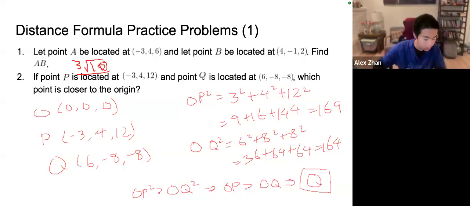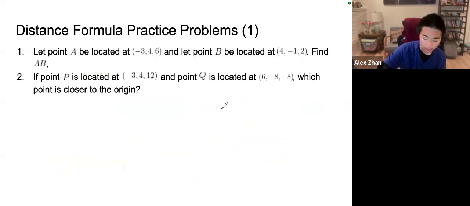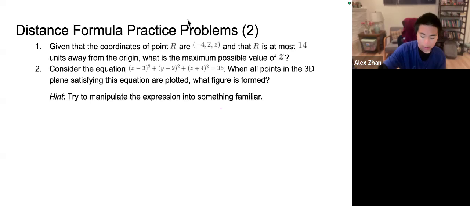So that's how we do these two problems. Next we'll be doing some more inequalities, like distance formula inequalities. If you have any ideas for these two questions, you can just type them to me.